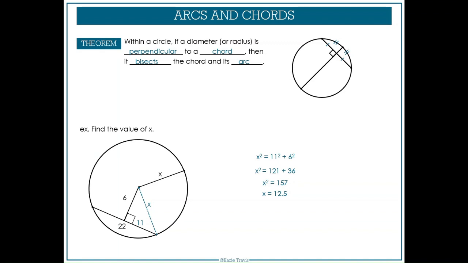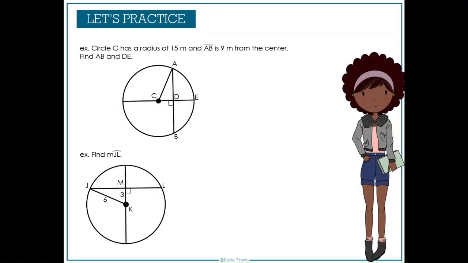All right, let's get into our next slide. We got two examples here, so let's make these clear. On circle C, this has a radius of 15 and AB is 9 meters from the center. They want us to find AB and DE. So let's fit some information in here. They told me that AC was 15, so that's a line going from the center all the way to the end, so that's a radius.